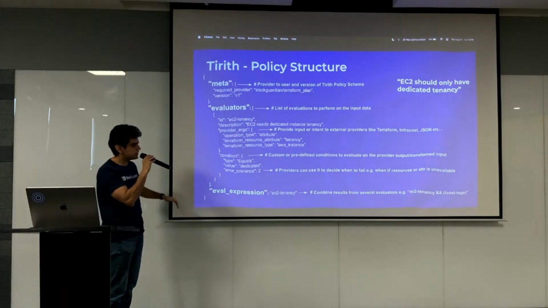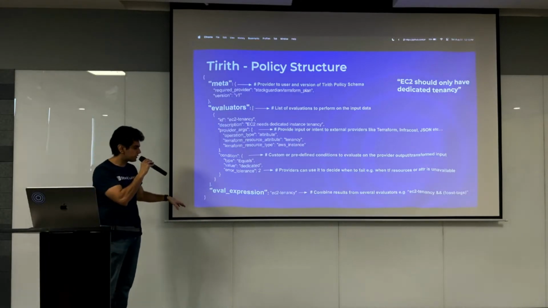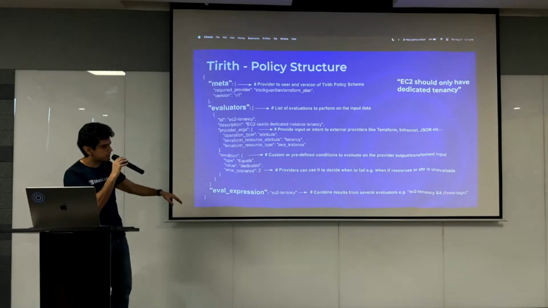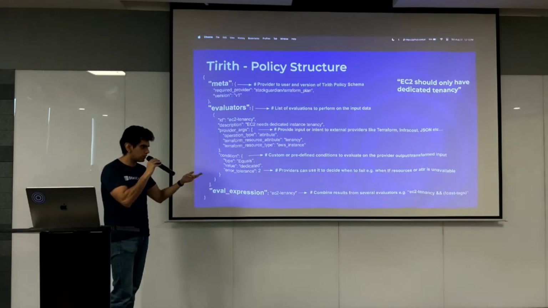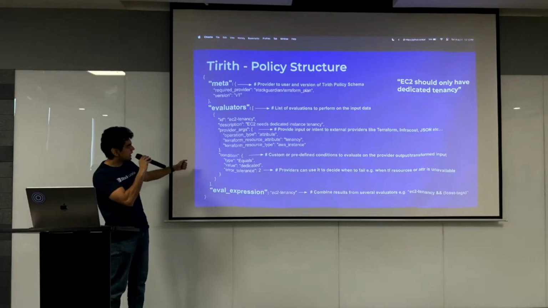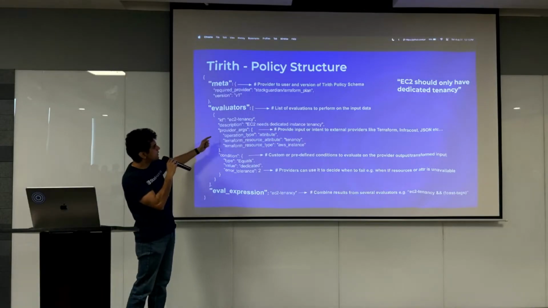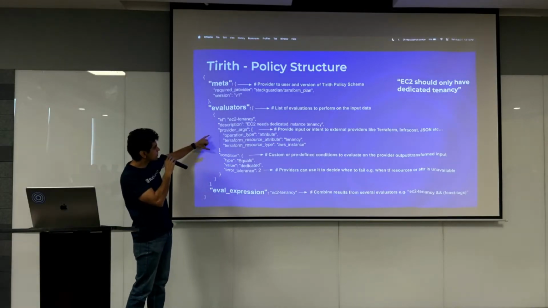So in a policy, you can define multiple checks, and based on those checks, make sure that the final result of the policy is either a true or a false or a one, right? So these are the evaluators, and in each evaluator there is an ID, which I'll come to later. And the first block is the provider args.